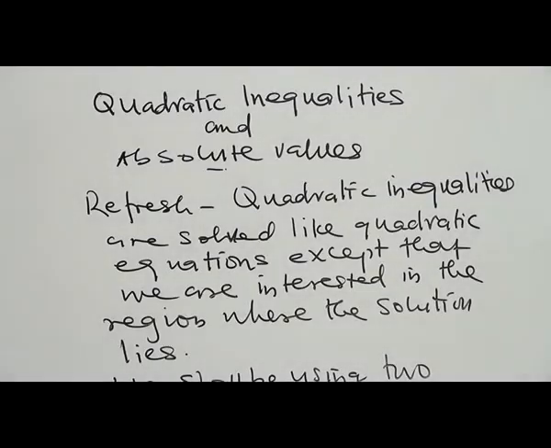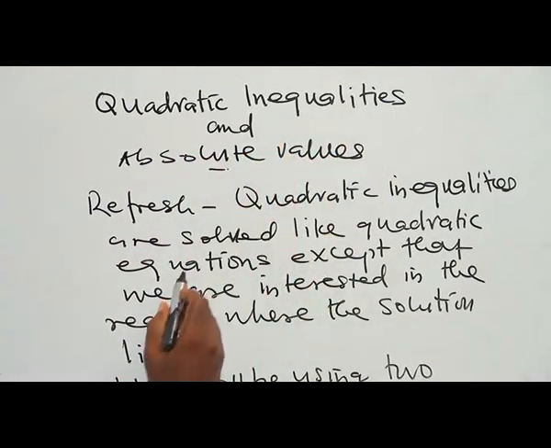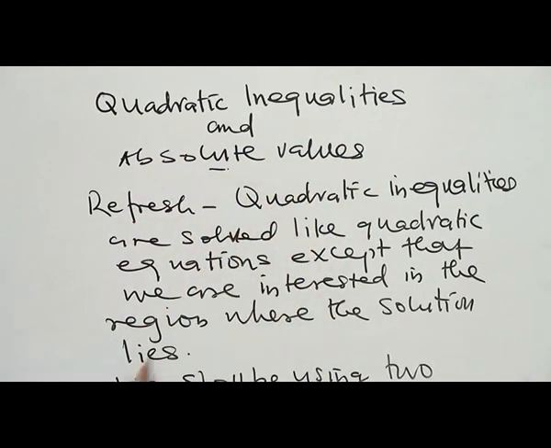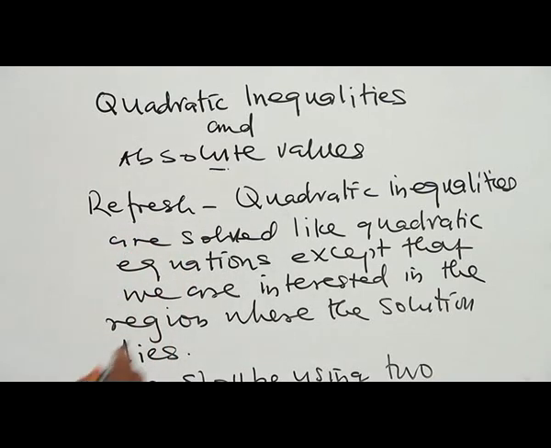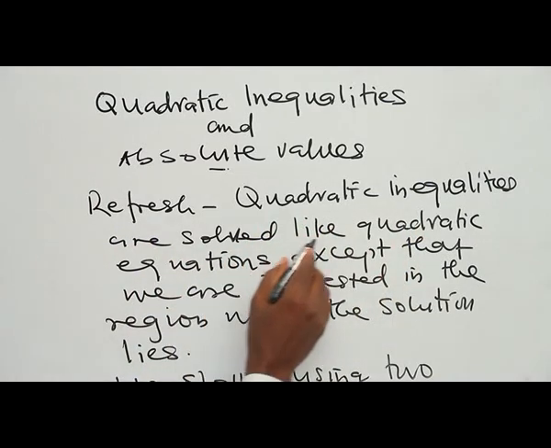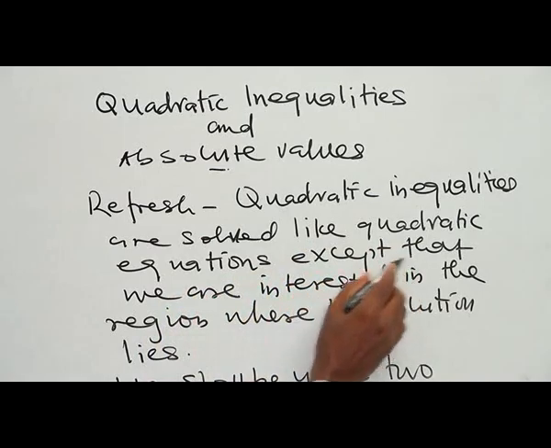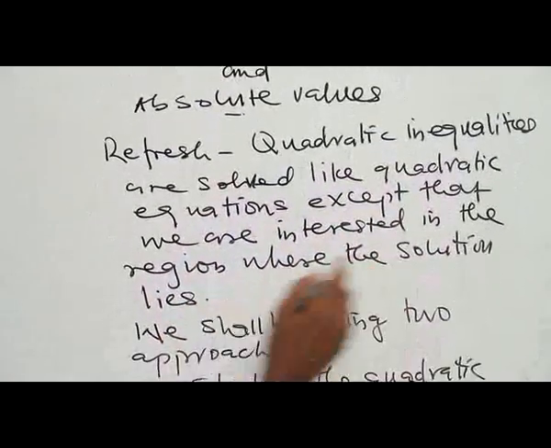We're looking at quadratic inequalities and absolute values. Let's refresh our memory. We recall that quadratic inequalities are solved like quadratic equations, except that we are interested in the region where the solution lies.